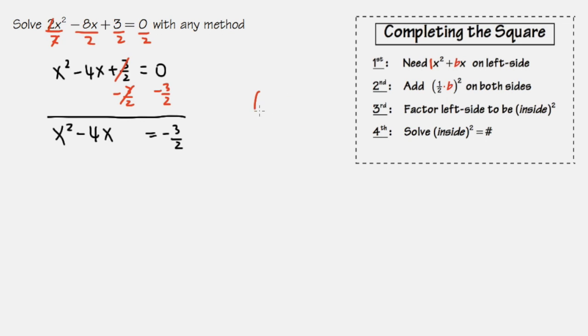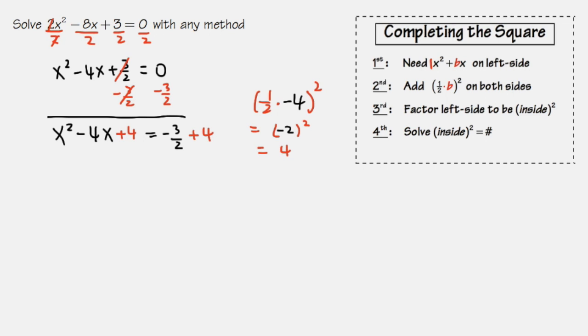We have to work out 1/2 times the negative 4 for the b value, and then we raise this number to the second power. We can do this quickly. 1/2 times negative 4, we have negative 2. And then we square that, negative 2 to the second power, negative 2 times negative 2, we get positive 4. So this is the magic number that we have to add on both sides. So let me do that right here, and also right here.